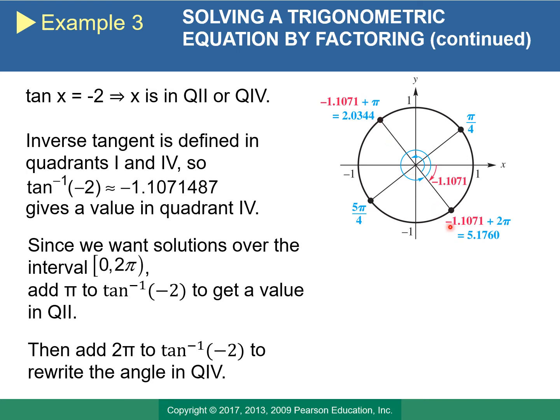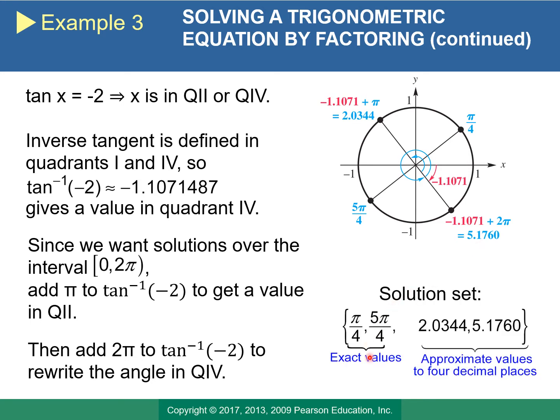The second answer, we actually just have to translate this -1.1, because that's technically an angle going clockwise here, into a positive angle, which would be counterclockwise. So if we add 2 pi, that would take us fully around our circle until we land back here, and the value would be 5.17. So our solution set was our previous two exact value answers, and then these two approximate answers using tangent inverse on our calculator.